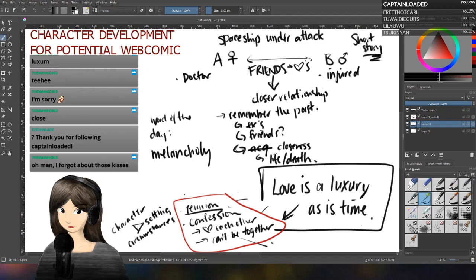I mean, this statement, love is a luxury as is time, is very melancholy, but there is a reason behind it, because the spaceship is under attack. So I'm still gonna write a small definition. Pensive sadness.